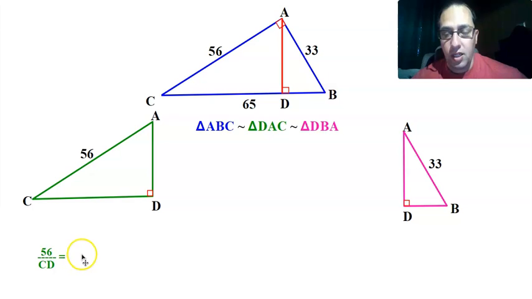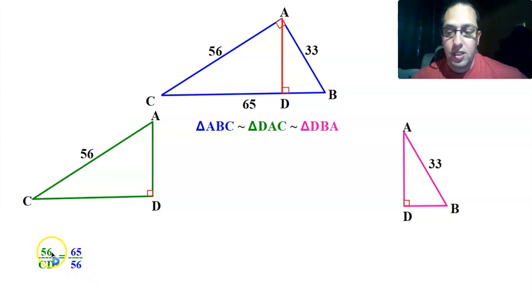So 56 over CD equals, well, let's see, in this blue triangle, which side is going to match up with AC? It is not AC. If you'll notice, AC in the green triangle, that's the hypotenuse, right? AC in the blue triangle is not the hypotenuse, so they don't match up together. So what does match up with the hypotenuse? Well, the hypotenuse, that'd be 65. Then what matches up with CD? Well, CD is the long leg here, so I want the long leg in the blue triangle, which is 56. And so I have 56 over CD equals 65 over 56.